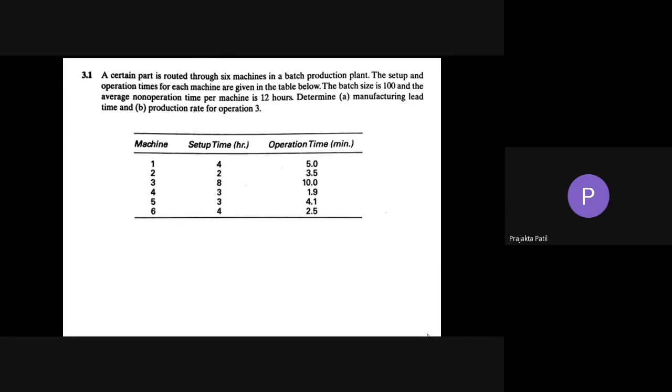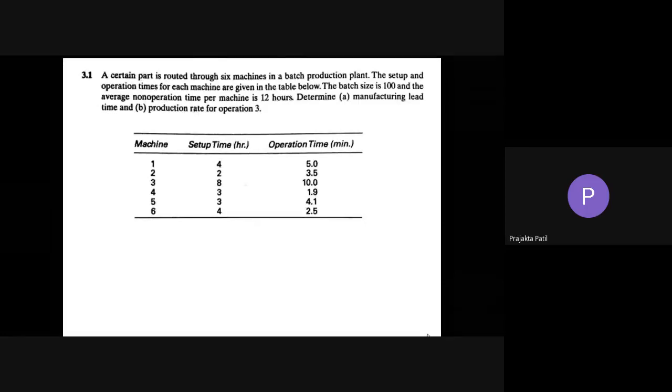Okay. So this is the problem statement that you can see on the screen. I'll just read the problem statement for y'all. A certain part is routed through 6 machines in a batch production plant. The setup and operation times for each machine are given in the table below. The batch size is 100 and the average non-operation time per machine is 12 hours. Determine first manufacturing lead time and second the production rate for operation 3.